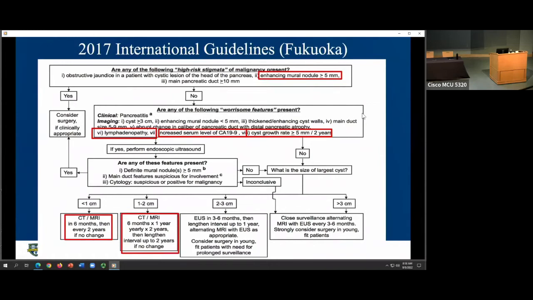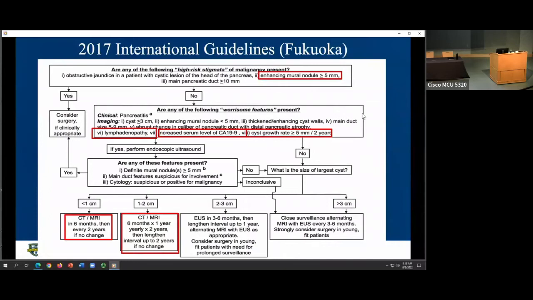And if the patients have those features, then you proceed with an endoscopic ultrasound. So, in the presence of worrisome features and EUS evidence of mural nodules greater than 5 millimeters, or evidence of changes in the main duct, or the presence of malignancy suspicious, or even malignant cytology, surgical resection should be considered. And if none of that is the case, then depending on the size of the mucinous cyst, you either perform CT or MR or EUS at specific intervals.